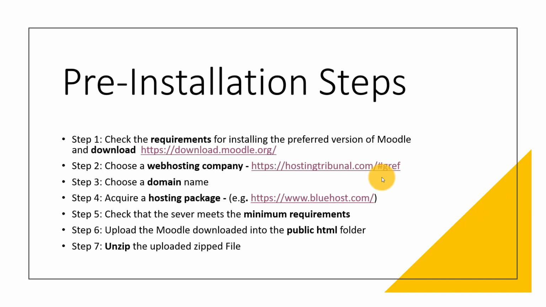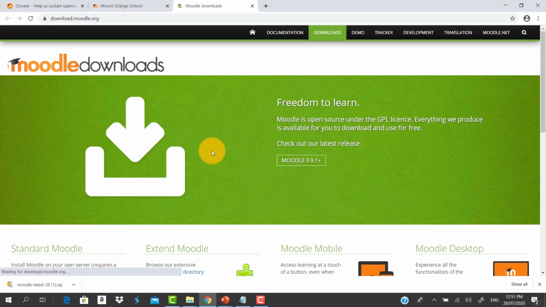Now, the first one is to check the requirements for installing the version of Moodle that you want, because Moodle grows dynamically, as I've explained before, and more features come in. And so if you use a version that is not compatible with the server that you are trying to use, it may be a waste of money. So the first step is check. And the way to do that is you just go to download.moodle.org and look at the requirements of the different versions of Moodle available. So I'm on the site download.moodle.org, and I can see different things here.